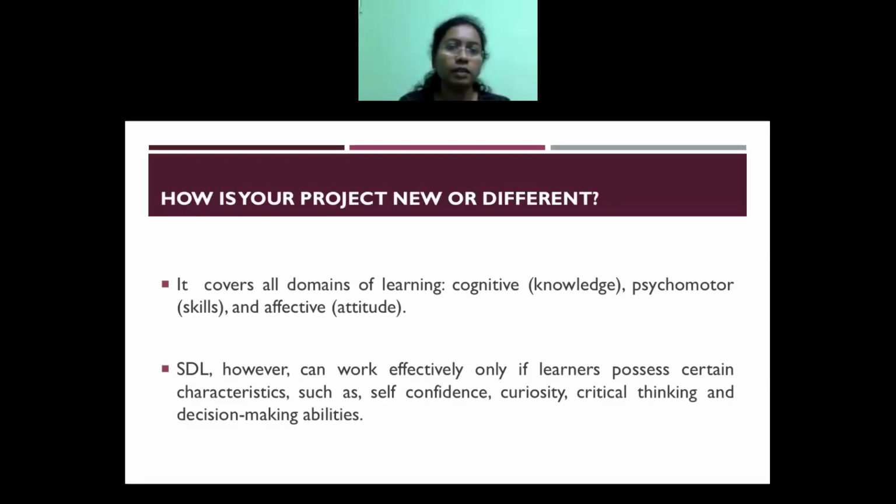How this is different, it is going to cover all the domains of learning, which are cognitive, psychomotor, and affective. However, it can also work effectively only if the learner possesses certain characteristics such as self-confidence, curiosity, critical thinking, and decision-making abilities.